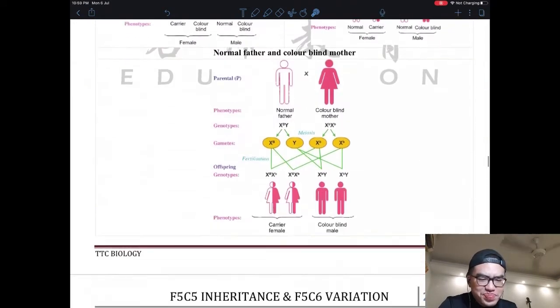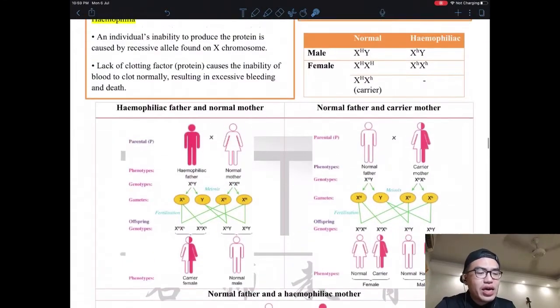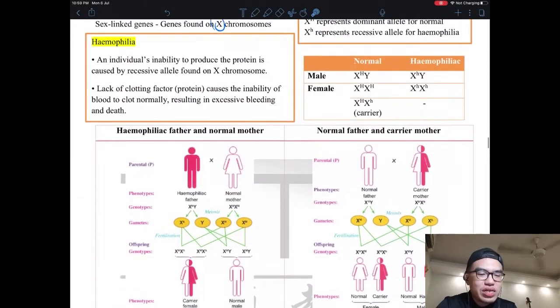Okay, so let's look at hemophilia. Hemophilia is an individual's inability to produce the protein, caused by a recessive allele found on the X chromosome. Okay, only carried on the X chromosome. Why? Don't ask me, that's the nature. You won't have a sex-linked disease on a Y chromosome.